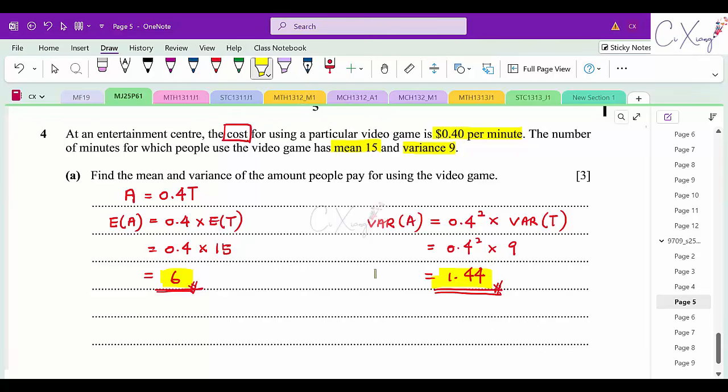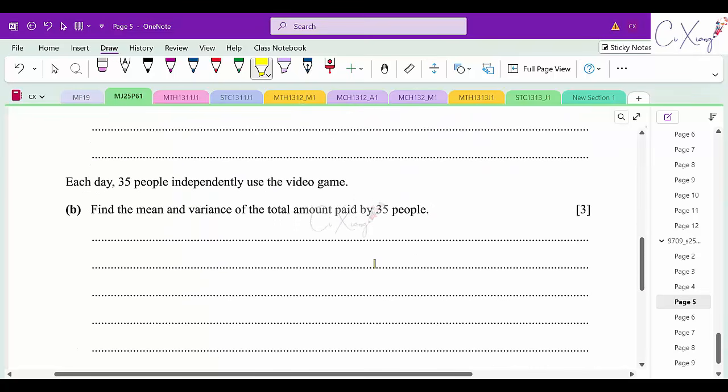Then let's continue to part B. For each day, there are 35 people independently using the video game. Find the mean and variance of the total amount. Highlight the keyword for total amount paid by 35 people.